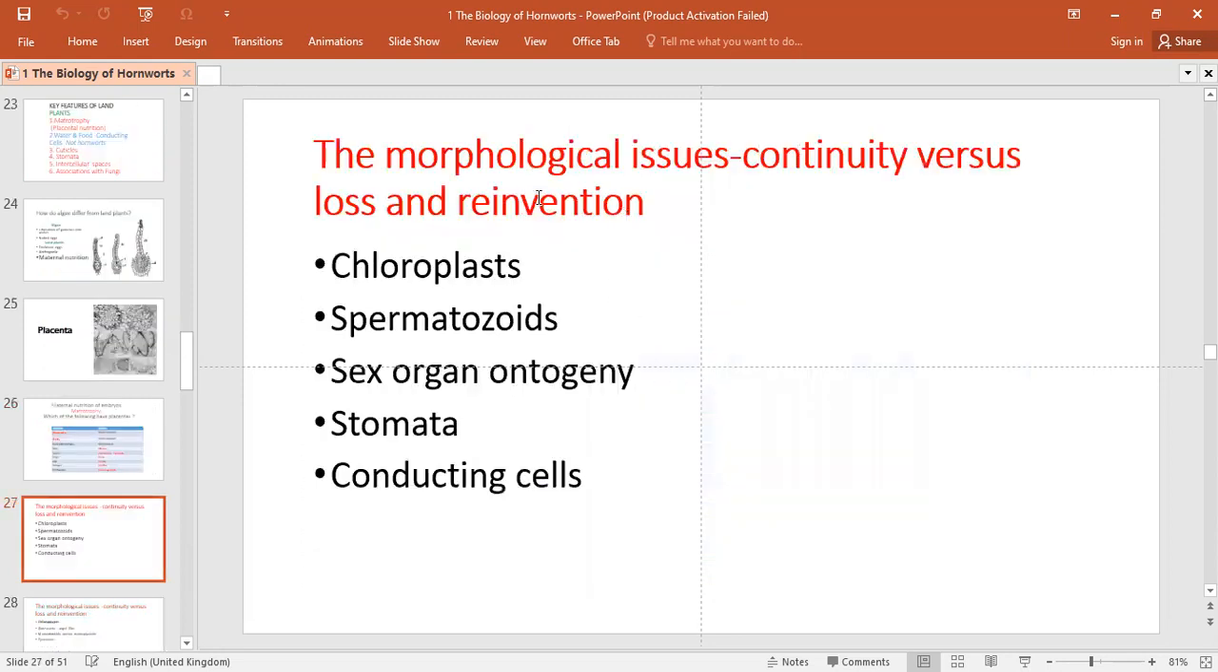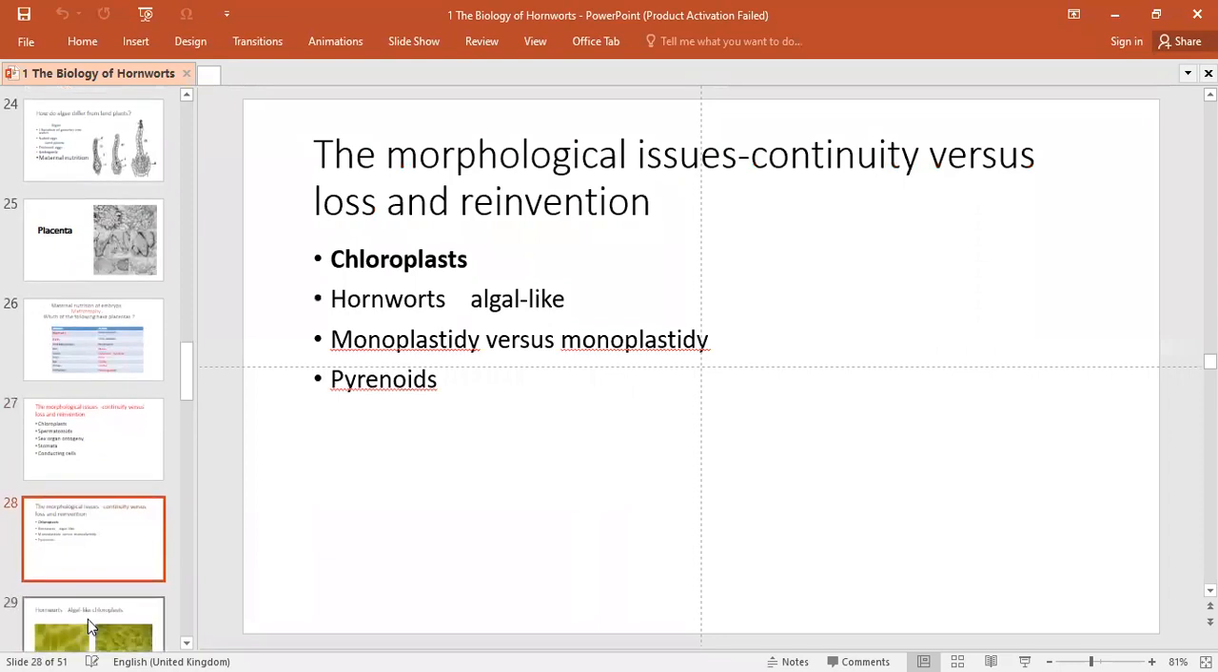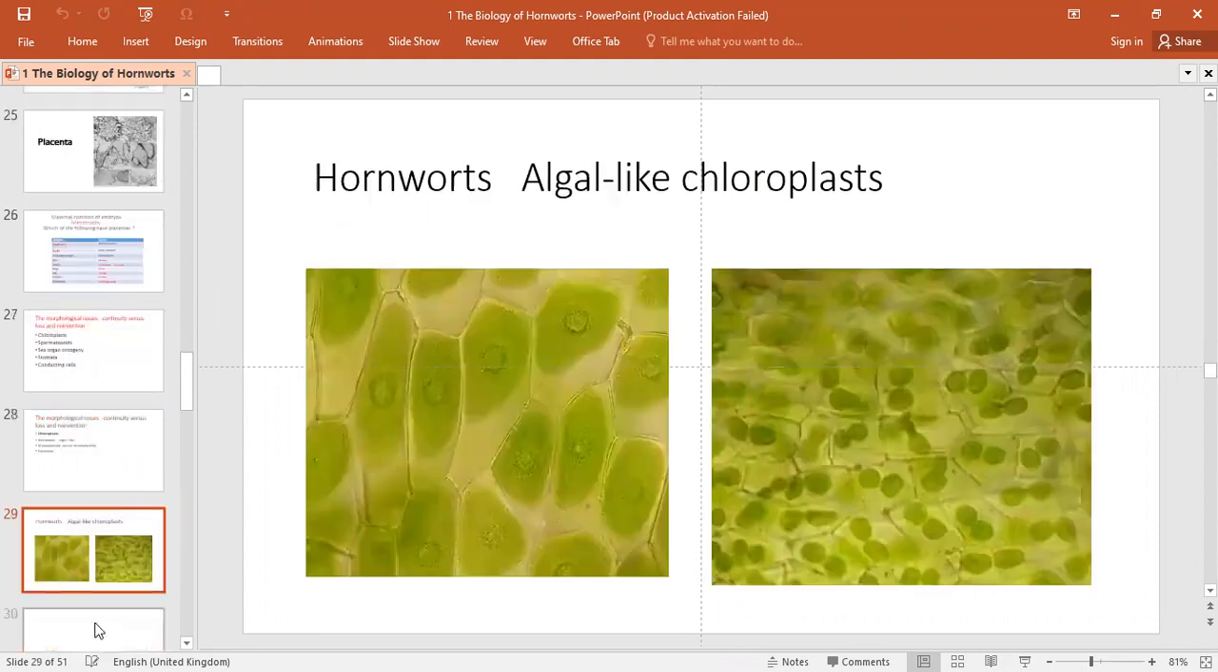There are various key features of hornworts, which I'll just go through briefly, not all of them, the more visually striking ones: chloroplasts, sperm, stomata. Chloroplasts. The chloroplasts of hornworts are algal-like. Many hornworts, or most hornworts, have just one chloroplast per cell, which is a feature you find widely distributed in the algae. They've also got things called pyrenoids.